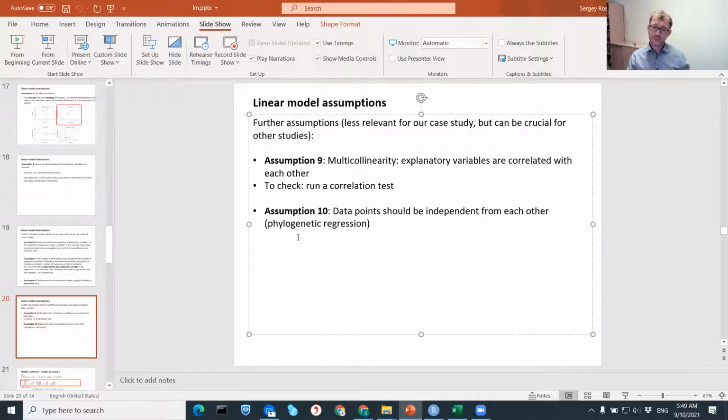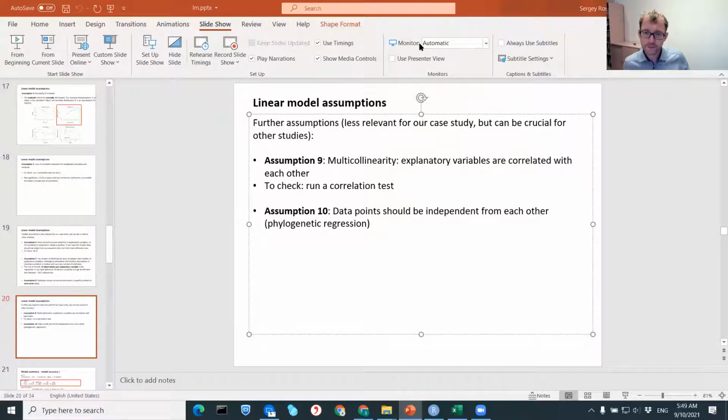So basically the idea here is that some species which are closely related to each other, because they have a common evolutionary history, might respond to your treatments in a similar way, right? Because they have similar genomes, they have similar adaptations to the environment.